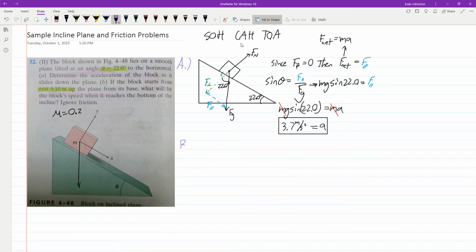So now let's look at part B. Part B here, they tell us that if the block starts this far up the plane from the base, what will be the speed when it reaches the bottom?